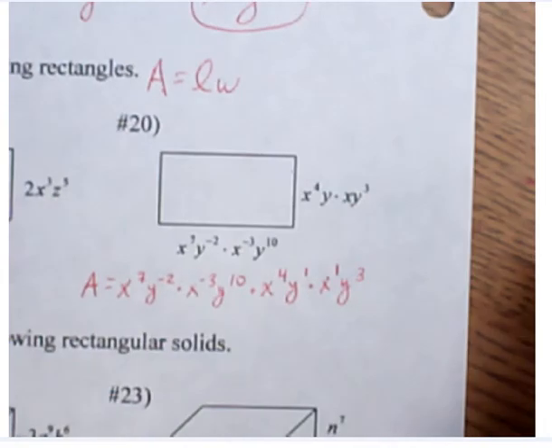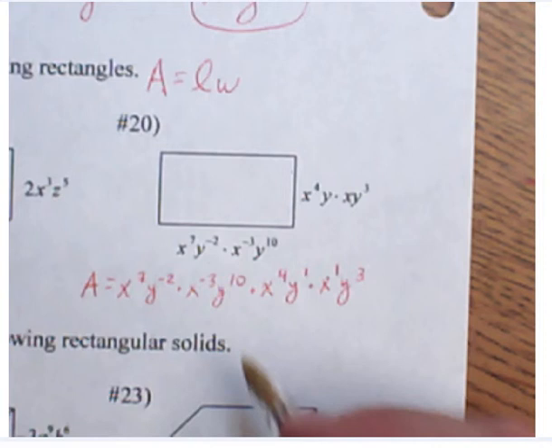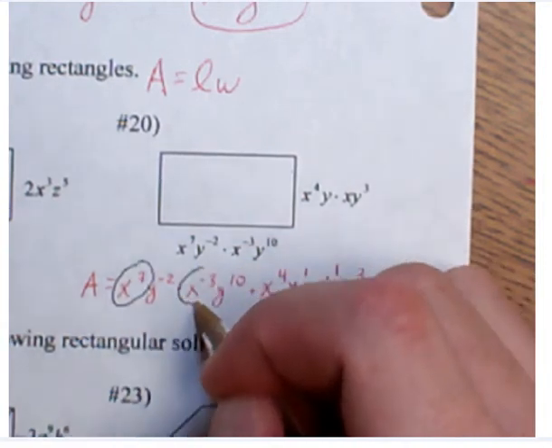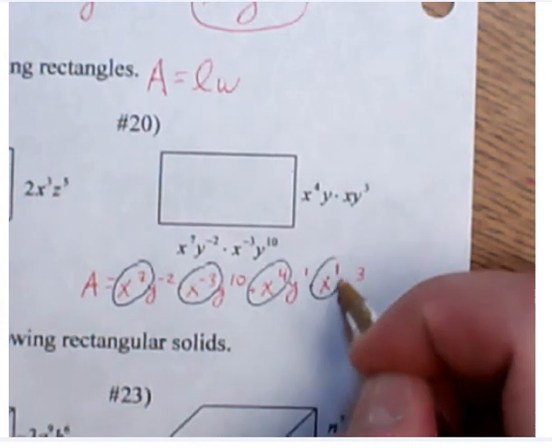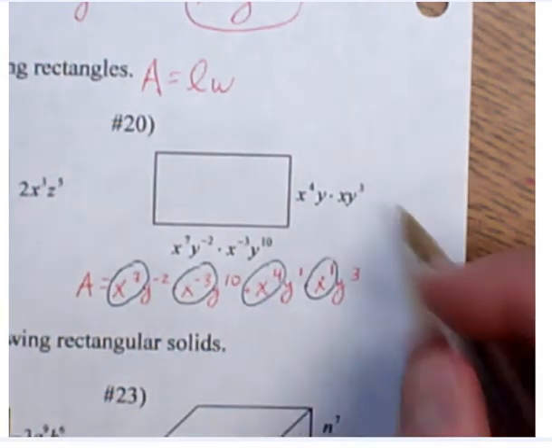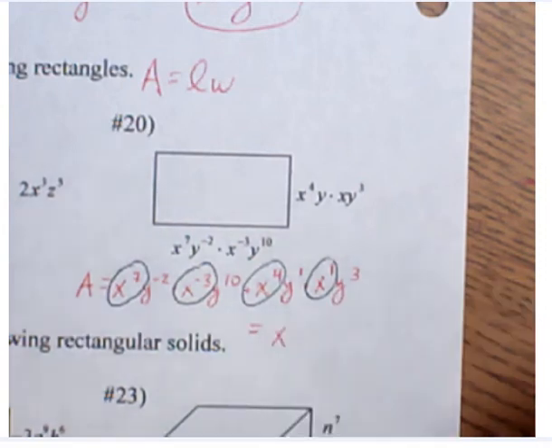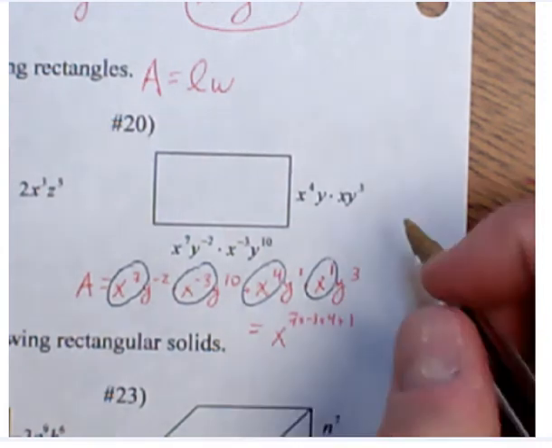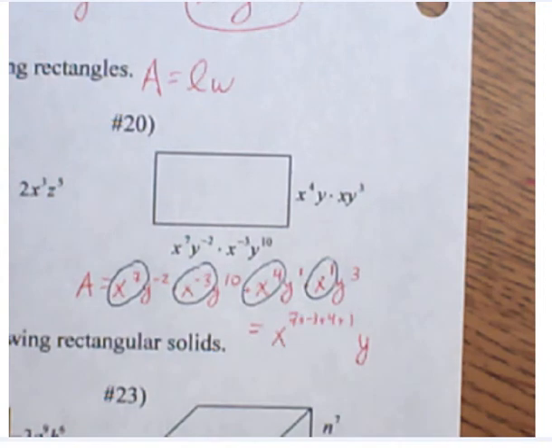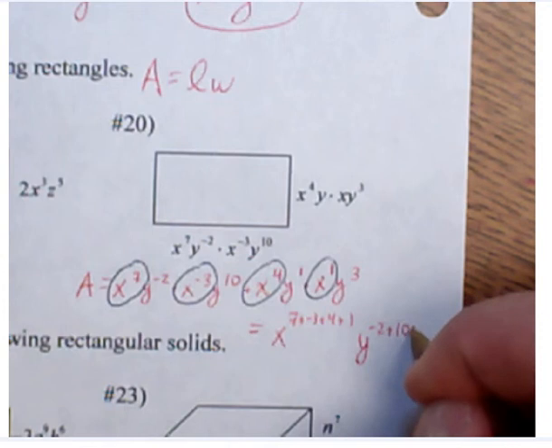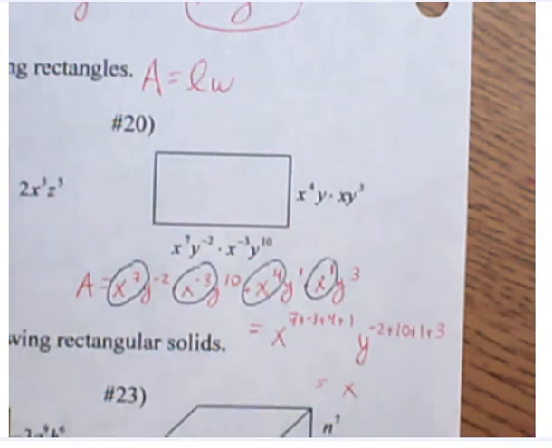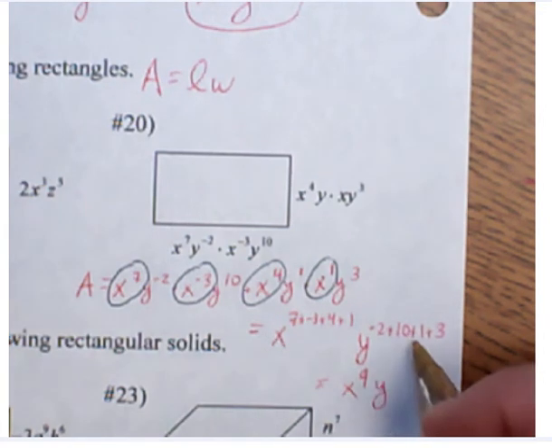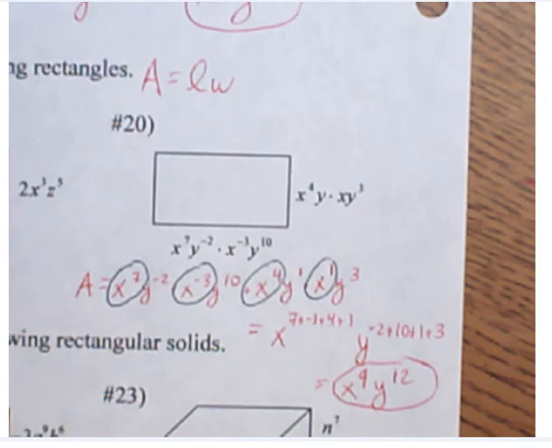Well, looks really tough. Let's just take it piece by piece. Let's look at the x's. x to the 7th, x to the negative 3, x to the 4th, x to the 1st. When you multiply the variables, what do we do? We keep the base. We add the exponents. 7 plus negative 3 plus 4 plus 1. And then we take the y's, multiply them, so you keep the base, add the exponents, negative 2 plus 10 plus 1 plus 3, and we get x to the 9th, y to the 12th. That's how we do that problem right there.